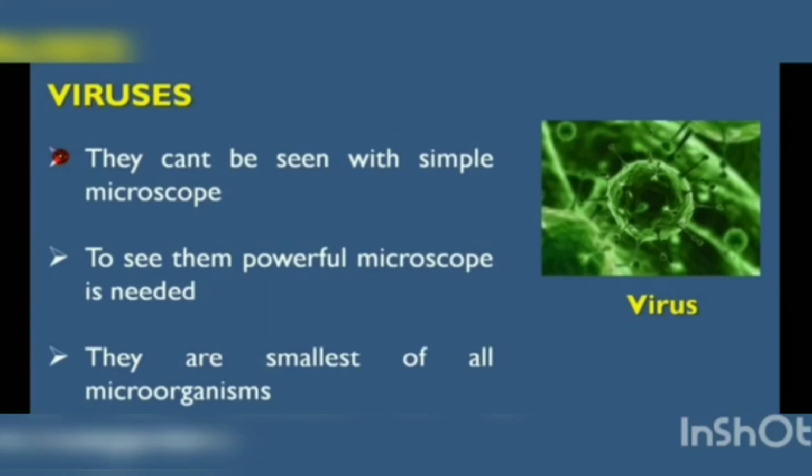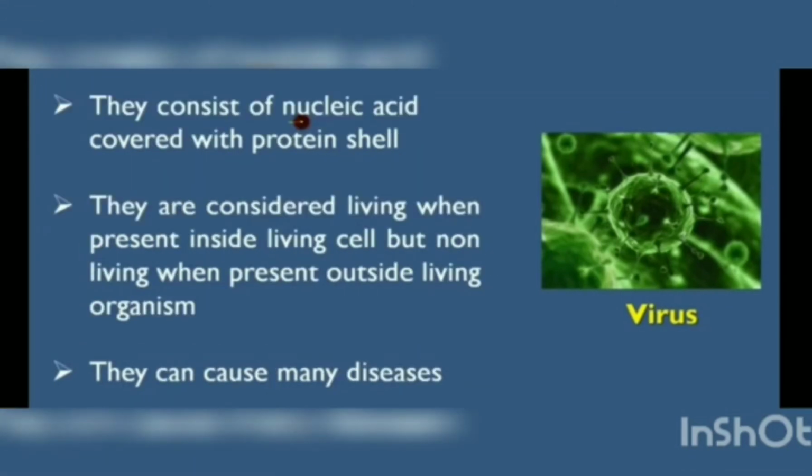The first thing is that they cannot be seen with a simple microscope. You need a powerful microscope to visualize the virus. They are the smallest of all the microorganisms. They consist of nucleic acid covered with a thick protein shell. As you can see in the picture, the thick protein shell is on the outside of the virus. The most important thing is whether they are living or non-living. Actually, they are non-living, but when they are living in a cell, we can say that they are living, and when they are alone, not in any other body, they are non-living creatures.